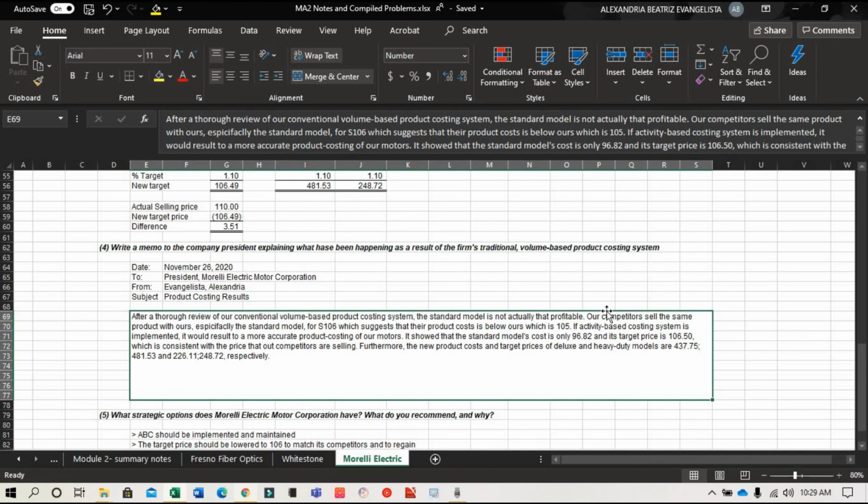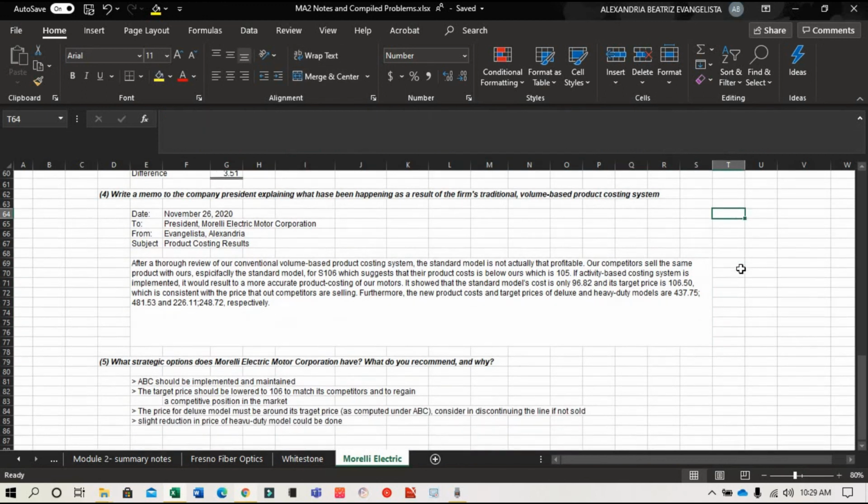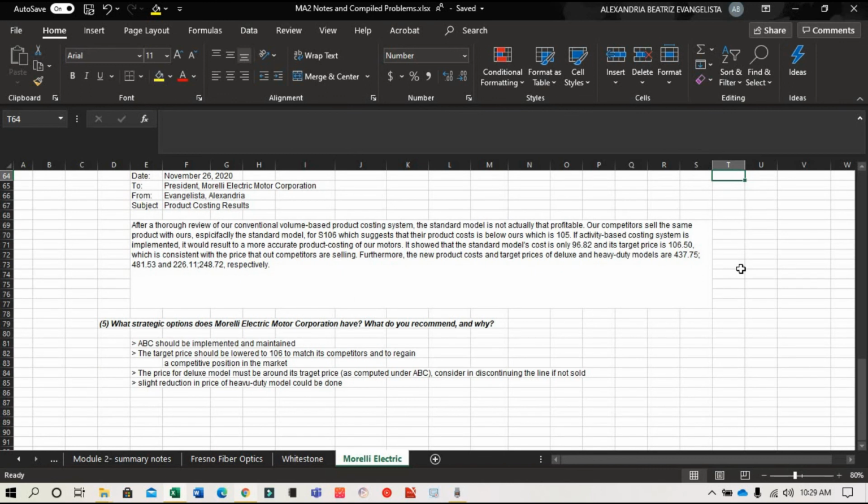Furthermore, the new product costs and target prices of deluxe and heavy-duty models are 437.75, 481.53, and 226.11, 248.72 respectively. Okay, so for the fifth question, what strategic options does Morelli Electric Motor Corporation have?